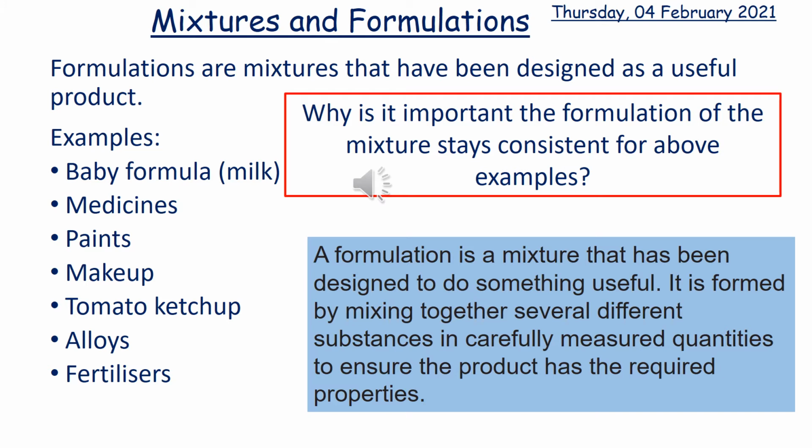Right, a formulation is a mixture that has been designed to do something useful. It is formed by mixing together several different substances in carefully measured quantities to ensure the product has the required properties. So going back to the examples like baby formula, medicines, paints, makeup, tomato ketchup, alloys, and fertilizers, all these products will have their own formulations, and all the mixtures inside this formulation need to stay consistent in order for the product to have the required properties.